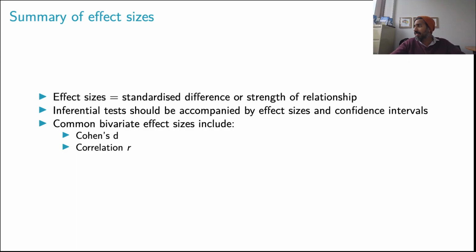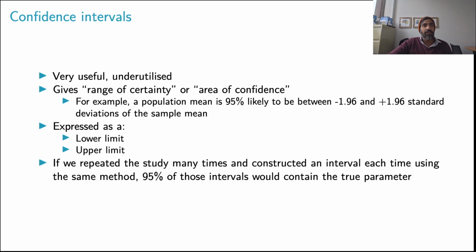So, a summary of effect sizes: it's the standardized difference or strength of relationships. It doesn't have to be standardized. You can also use unstandardized. It's just the difference or strength of relationship. Inferential tests should be accompanied by effect sizes and confidence intervals. Common bivariate effect sizes include Cohen's d or correlation, Pearson's r, which are some common effect sizes you'd be aware of. Excellent. So let's talk about confidence intervals.